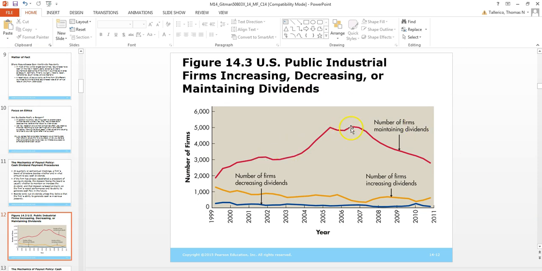All right, so here's the number of firms maintaining dividends over time. Here's the number of firms increasing dividends, which is not a lot. And here's the number of companies decreasing dividends. And you can see there was a slight bump during the Great Recession. But you'll notice there was a downward trend after the Great Recession of companies probably cutting their dividend. It says maintaining, and maintaining means either going up or down, but in most probability they were going down.